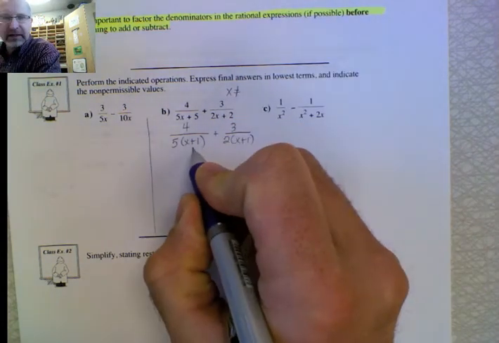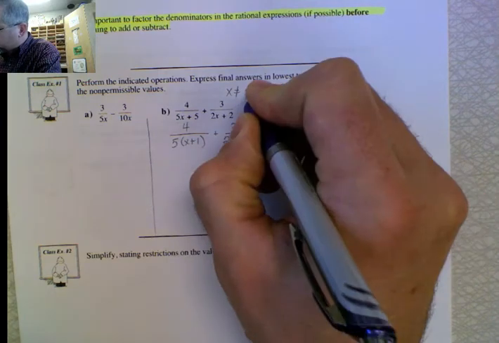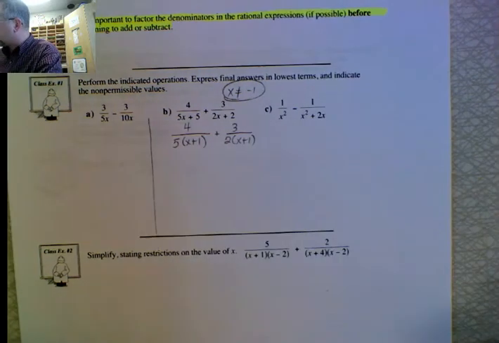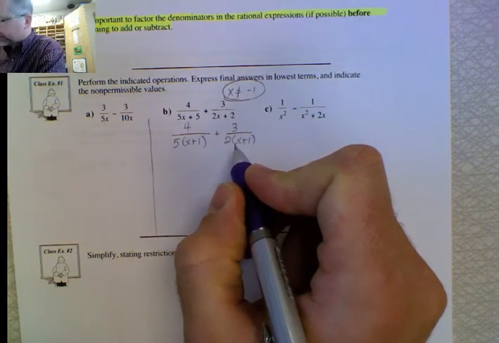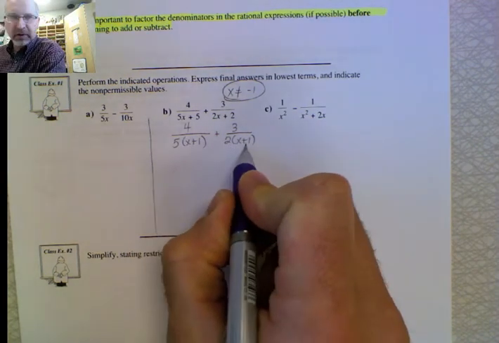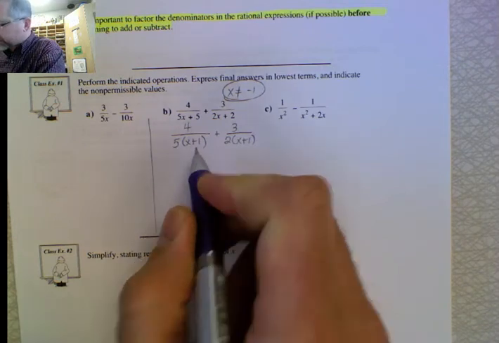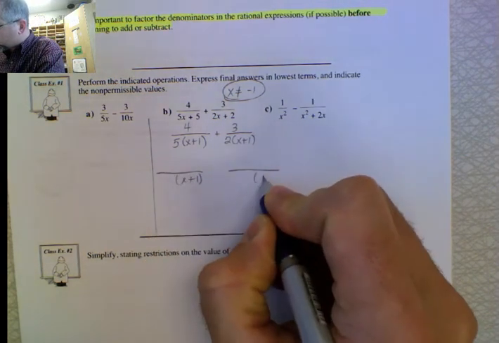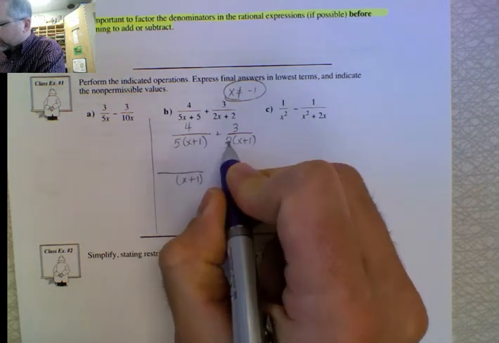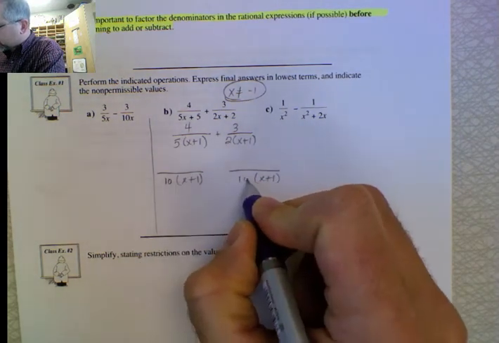In this case, if we take x plus 1 and equate it to 0, we're going to get x cannot equal negative 1 as our restriction. Now, when we come up with our common denominator here, since x plus 1 is in both of the denominators, it's already common. So we only have to use x plus 1 once. But 5 times 2 is 10.